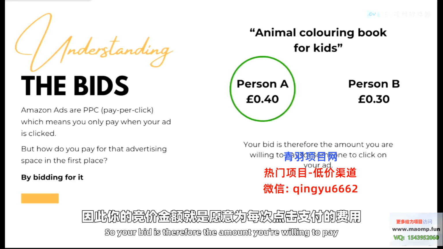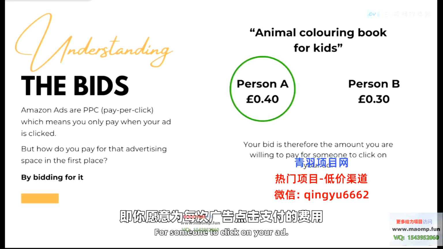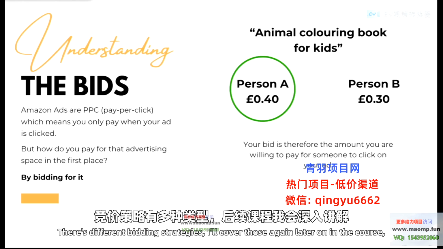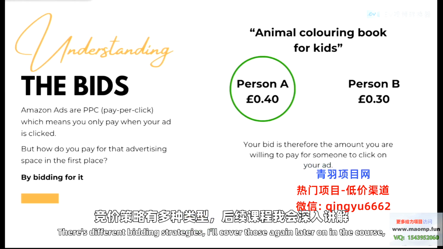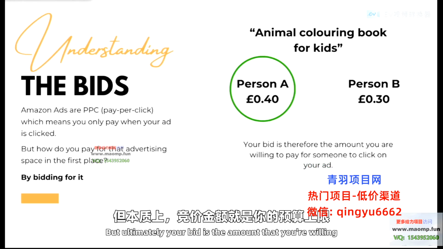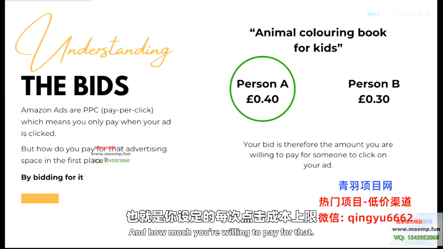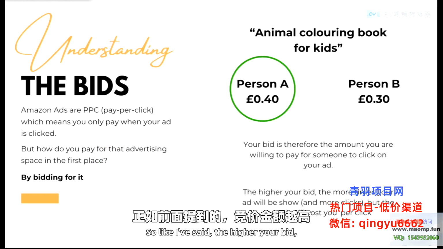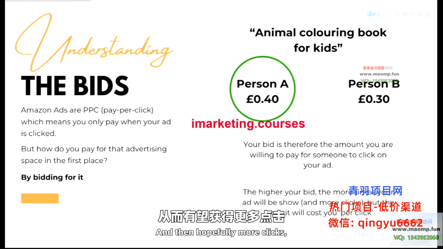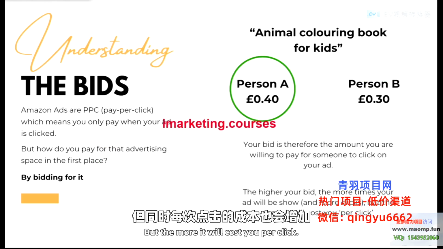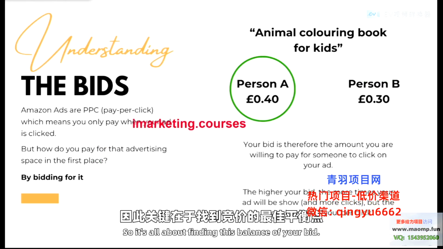So your bid is therefore the amount you're willing to pay for someone to click on your ad. That's how you should see it. There are different bidding strategies. I'll cover those again later on in the course. But ultimately, your bid is how much you're willing to pay for someone to click on your ad. Like I've said, the higher your bid, the more times your ad will be shown, and then hopefully more clicks, but the more it will cost you per click. So it's all about finding this balance with your bid.